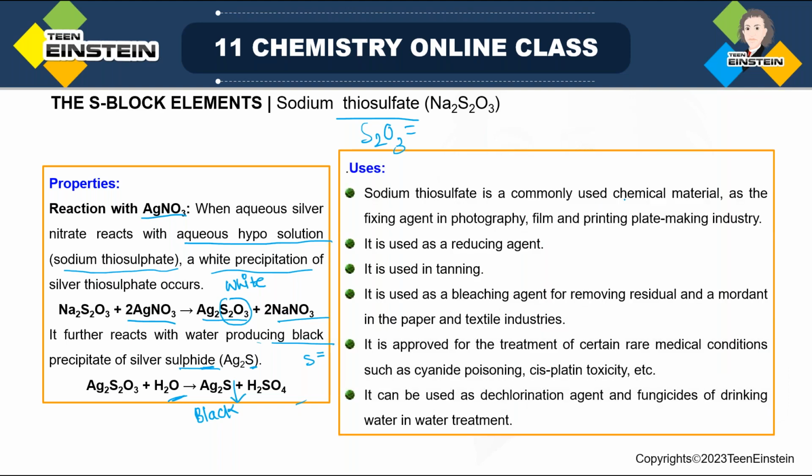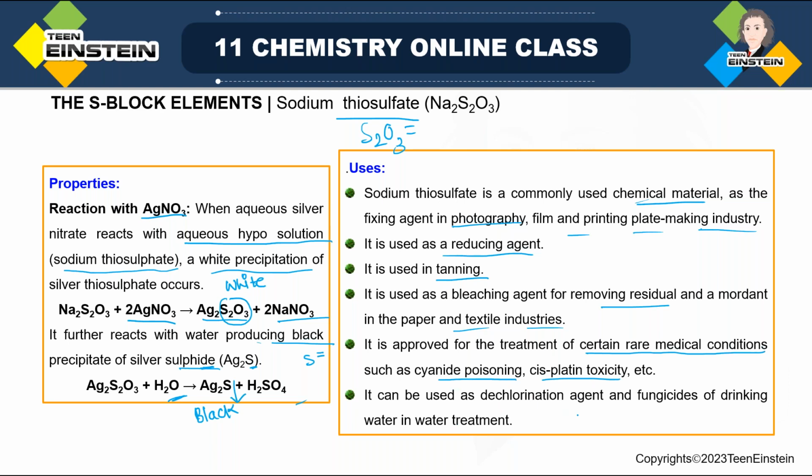Applications. It is a commonly used chemical material as the fixing agent in photography, film, printing, and plate making industry. So from the list of uses, you can understand how versatile its uses are. As a reducing agent, this application you have already seen. Used in tanning, where animal skin is converted to some usable items. Used as a bleaching agent for removing residual chlorine and as a mordant in the paper and textile industries. There are some technical terms for specific industries. We are not going into the details. Approved for the treatment of certain rare medical conditions such as cyanide poisoning, cisplatin toxicity, etc. So these are basically medical uses.